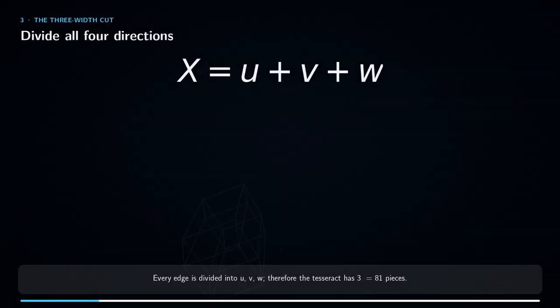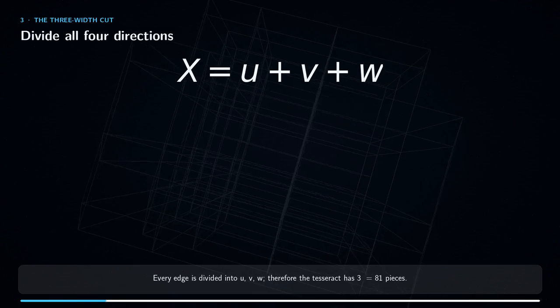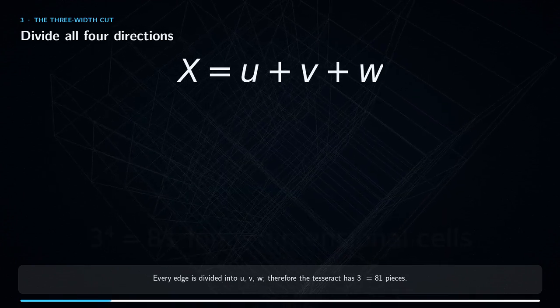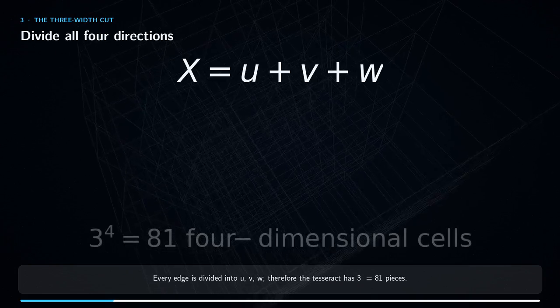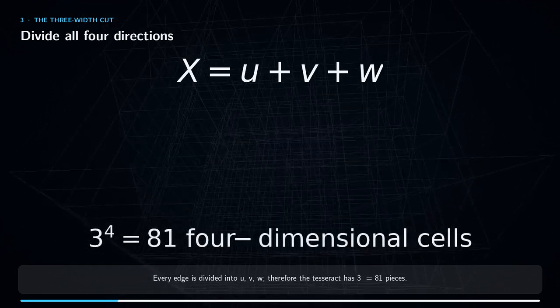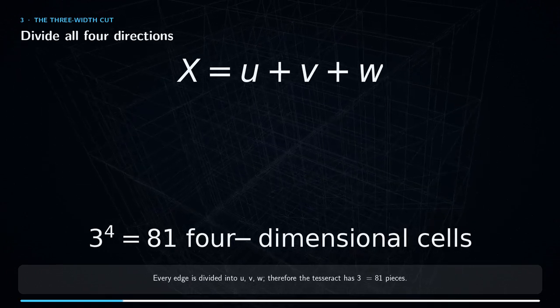Instead, divide every independent direction into 3 lengths, u, v, and w. Call their total capital X. The same 2 cut positions pass through all 4 directions of the tesseract. 3 choices in each of 4 directions produce 3 to the 4th, or 81, 4-dimensional cells.